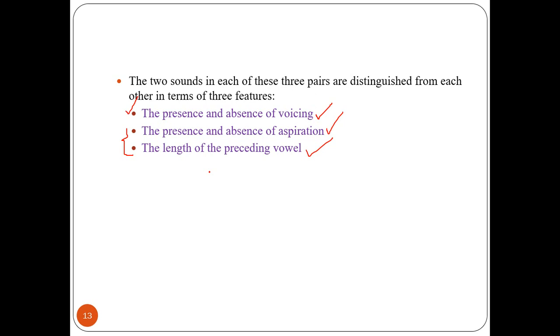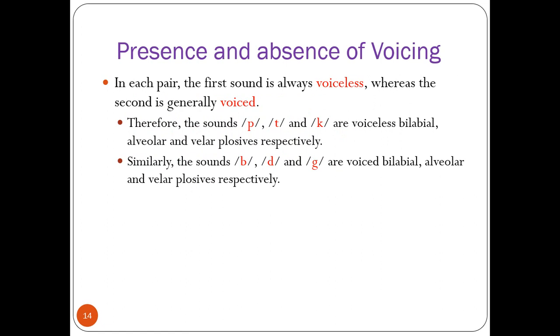Let's try to explain each one of them in detail. First of all, presence and absence of voicing. In each pair, the first sound is always voiceless, whereas the second is generally voiced. I've already explained that p, t, and k are voiceless bilabial, alveolar and velar plosives respectively. The first one is voiceless bilabial plosive, the second one is voiceless alveolar plosive, and the third one is voiceless velar plosive.